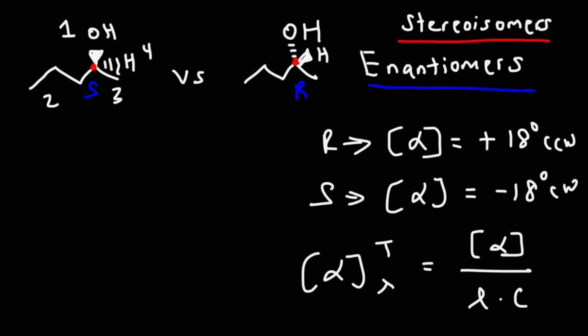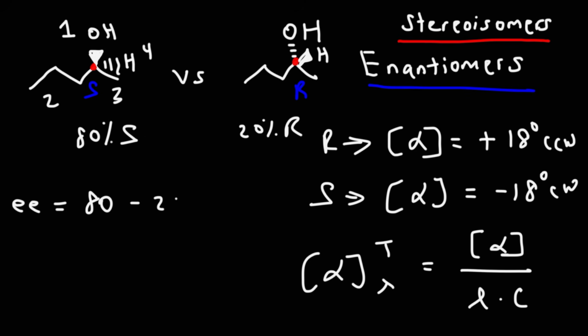Now, something that you may be tested on is something called enantiomeric excess. So let's say we have a solution that is 80% S and 20% R. The enantiomeric excess will be 60% S, because we have more S than R by 60%. So if we have a solution that's 60% in excess of S, what that means is that 40% is a racemic mixture. The other 60% is the excess in the S isomer.